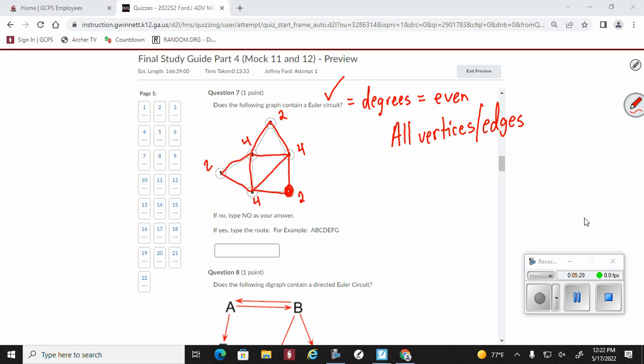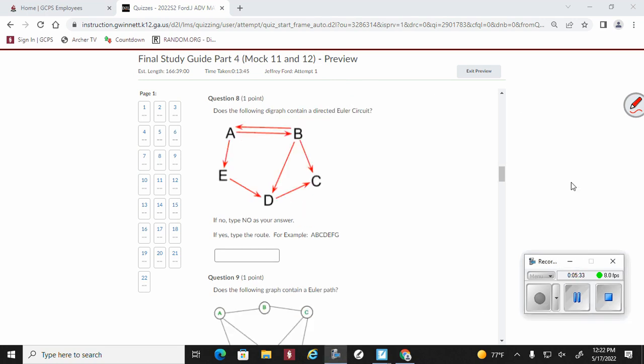Here we go. Started and ended at that vertex. All right, so next one we're dealing with a directed Euler circuit. Again, Euler circuit, but here's the problem.